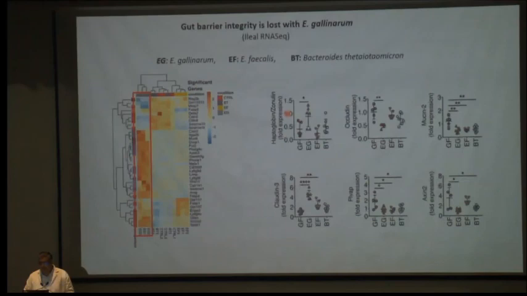They check for zonulin, occludin, mucin, claudin, PLVAP, and axin to see if the integrity is maintained or not. So what they find is that in the Gallinarum group, this is significantly increased in comparison to the other bacteria or the germ-free animal. GF is germ-free animal.